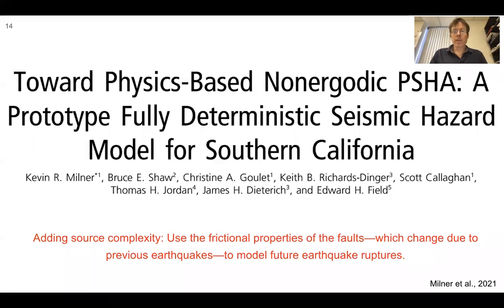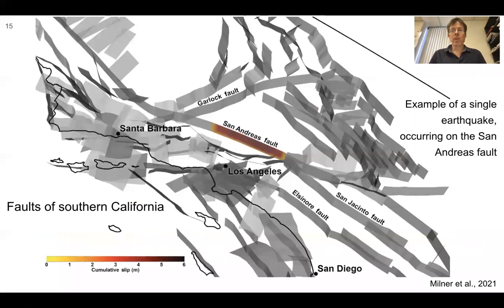In 2021, stepping 10 years forward, a real big step to look at, again, using more source complexity, use the frictional properties of the faults, which change from one earthquake to the next, to model the future earthquake ruptures. So take into account, in your building of all the possible scenarios, the influence of all the past simulated earthquakes. So it's trying to get a more physics-based seismic hazard model.